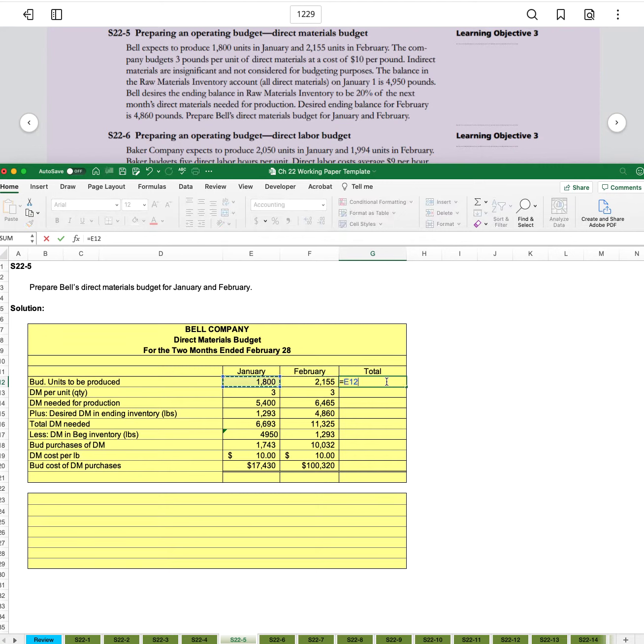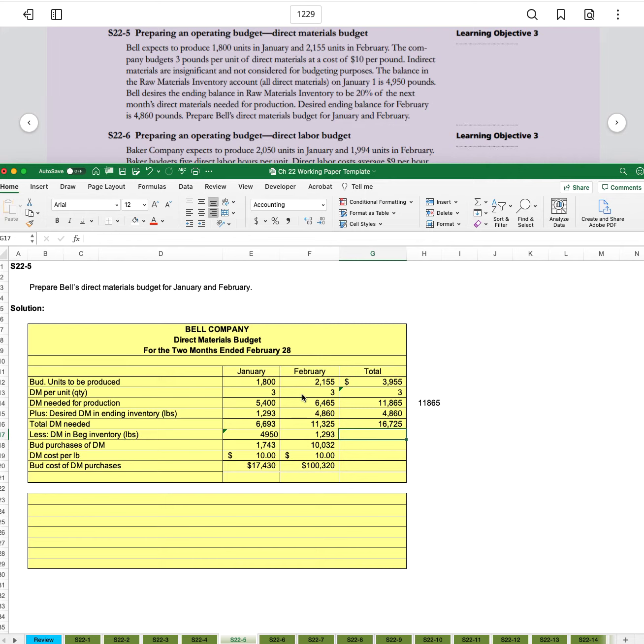Okay, so in our total column, we will add together the units to be produced. We're pulling over the 3, which is the quantity, and then we can add together across here, or we can multiply 395 times 3 and we get that same 11,865. For our desired direct materials in ending inventory, we're referring to just February. And so when we add these together, we get 16,725.